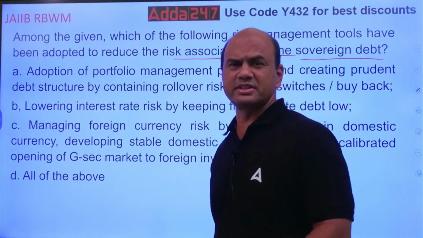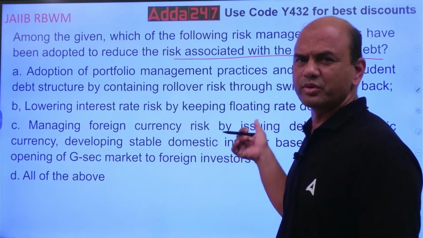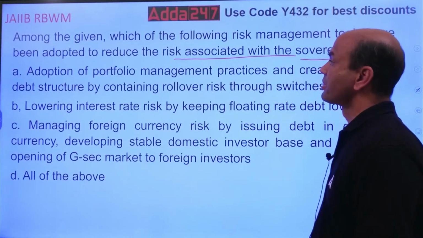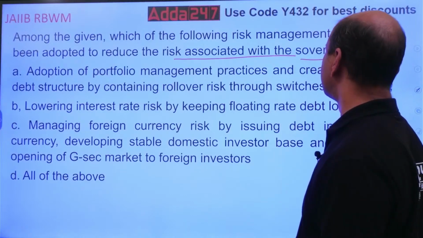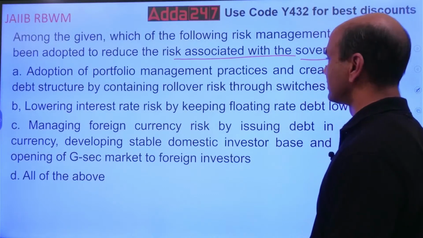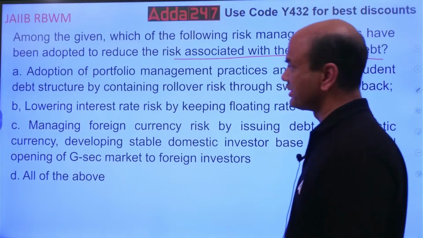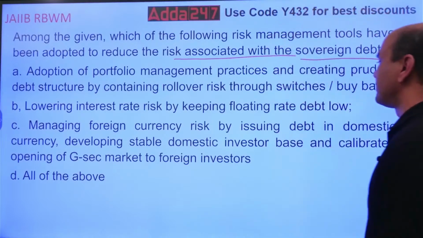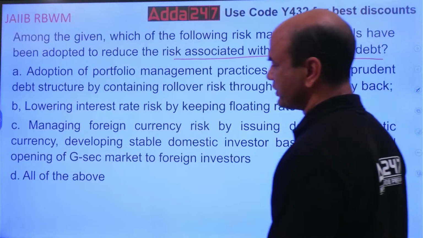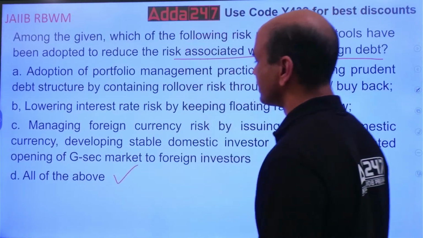I'll just read this because this will hardly come in the exam. This won't be there at JAIIB level. This is a CIB level question. Adoption of portfolio management practices and creating prudent debt structure by containing rollover through switches. My God. This is BFM CIB. Lowering interest rate risk by keeping floating rate debt low. Managing foreign currency risk by issuing debt in domestic currency. Developing stable domestic investor, all of the above. Forget it. It's not for you. Answer is all of the above, but it's not for you. Okay?